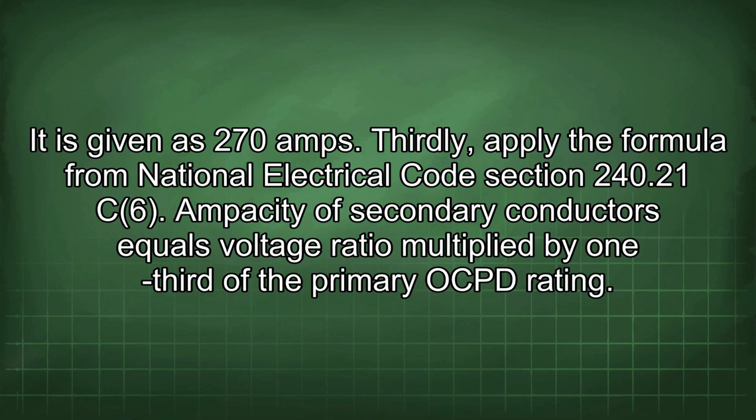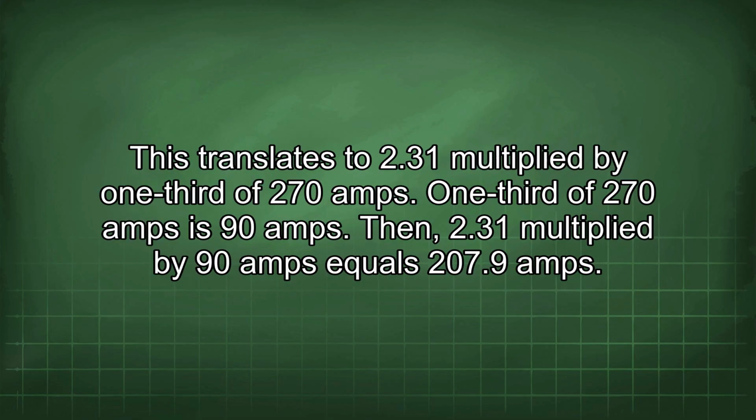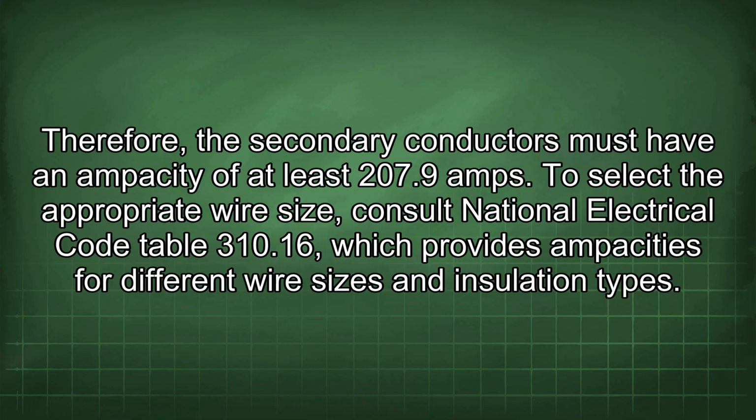Thirdly, apply the formula from National Electrical Code Section 240.21(C)(6). Ampacity of secondary conductors equals voltage ratio multiplied by 1/3 of the primary OCPD rating. This translates to 2.31 multiplied by 1/3 of 270 amps. 1/3 of 270 amps is 90 amps. Then 2.31 multiplied by 90 amps equals 207.9 amps. Therefore, the secondary conductors must have an ampacity of at least 207.9 amps.